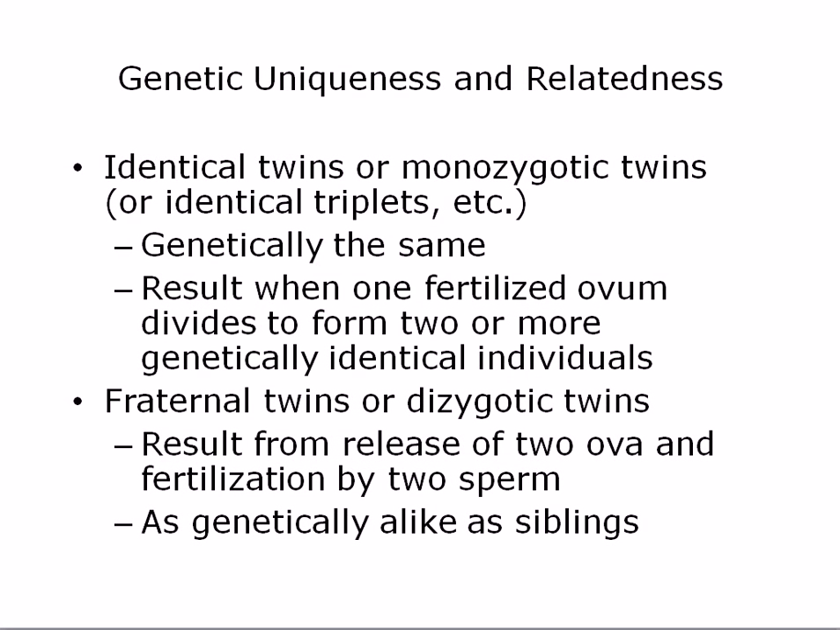Identical twins are genetically identical and are the result of one fertilized ovum dividing into 2. Fraternal twins are the result of 2 ova fertilized by 2 sperm. Fraternal twins are no more genetically identical than brothers or sisters.